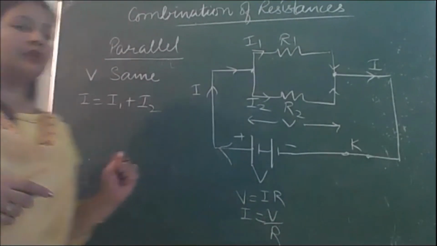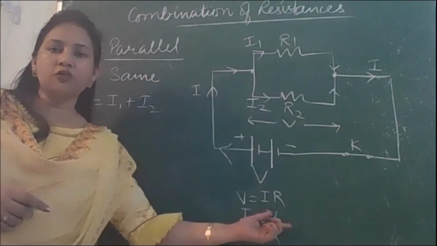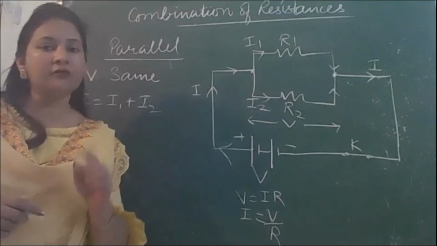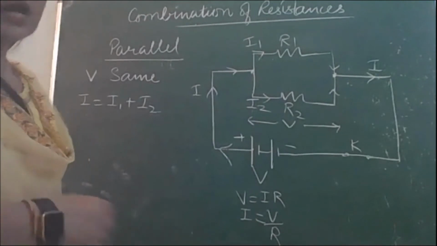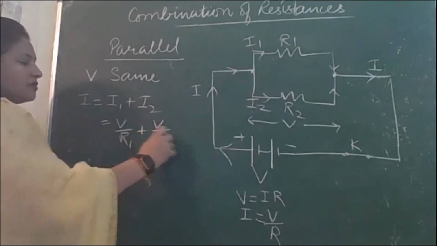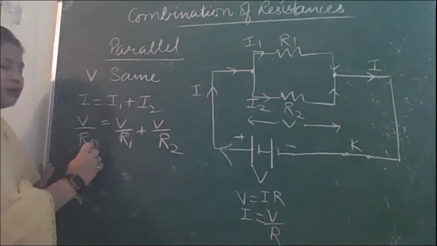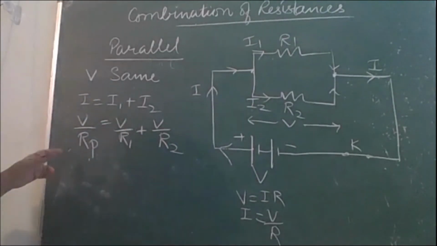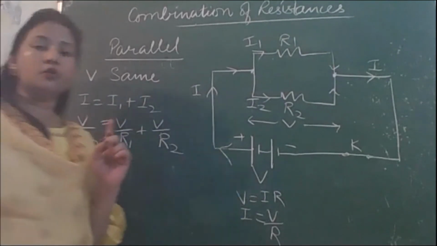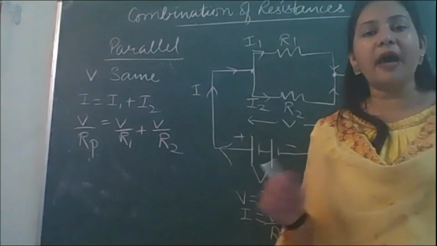So how can I write I1 now? V1 over R1 and I2 as V2 over R2. But because V is the same, I won't write V1, V2. I'll write V over R1 and V over R2. Okay? So I'll simply write I1 as V over R1 and I2 as V over R2. Total current is total potential difference over equivalent resistance of parallel combination. So what is RP here? Equivalent resistance of parallel combination that we actually wanted to find. So note down, what is RP here? That is equivalent resistance of parallel combination.